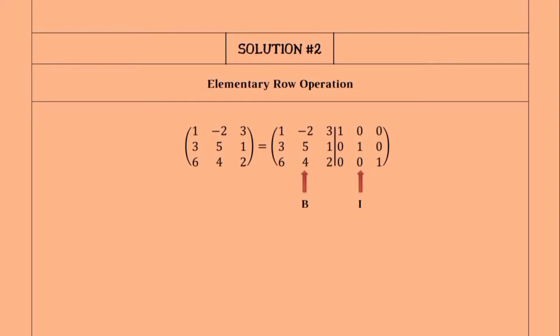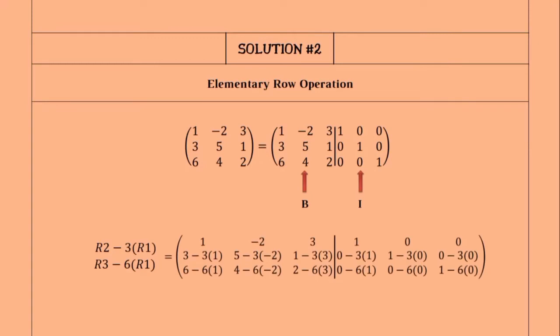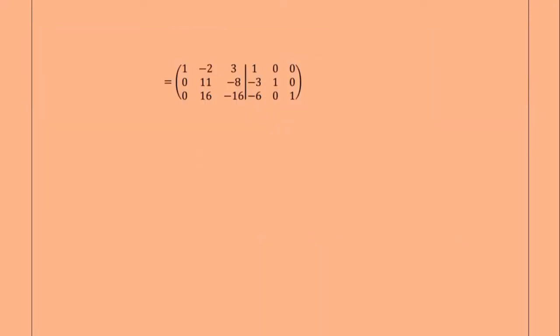In this case, since our first number in row 1 is 1, our target is to make the first number in row 2 and 3 become 0. Therefore, we need to take the element in row 2 minus 3 times row 1 element, and row 3 minus 6 times row 1 element, and this is our first working step. And as stated here, the first row elements in the new matrix will remain the same.